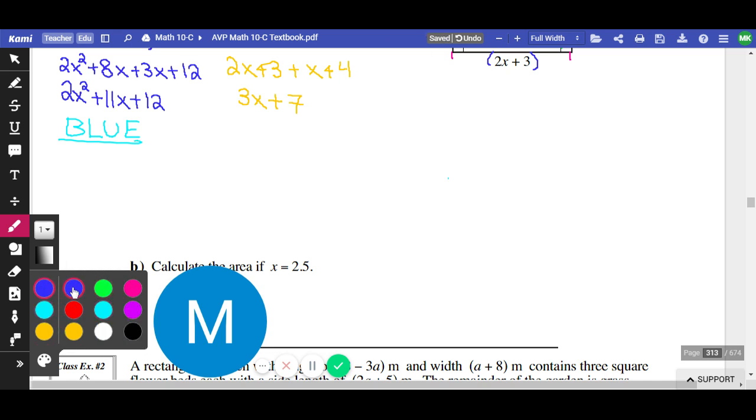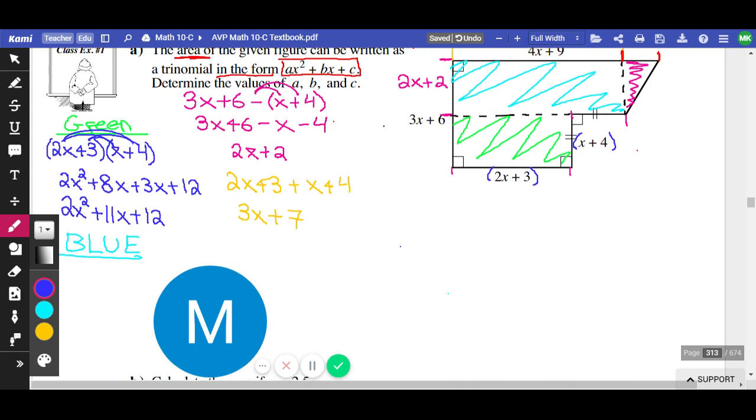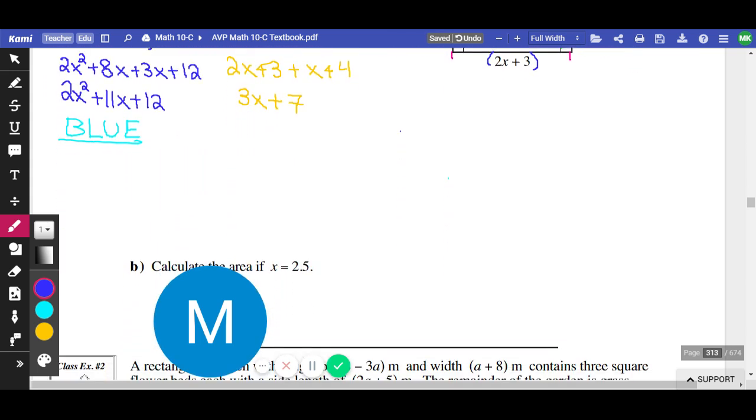For the blue side, you want to do length times width of that blue rectangle. That blue rectangle's length was 2x plus 2, and the width was 3x plus 7. So 2x plus 2 times 3x plus 7.